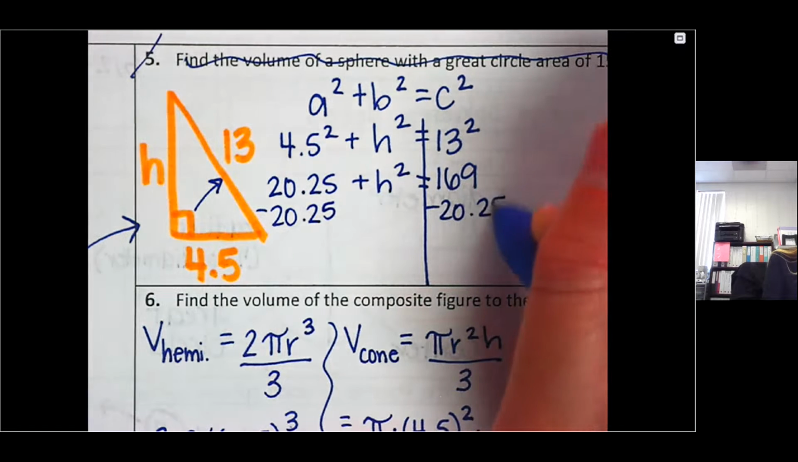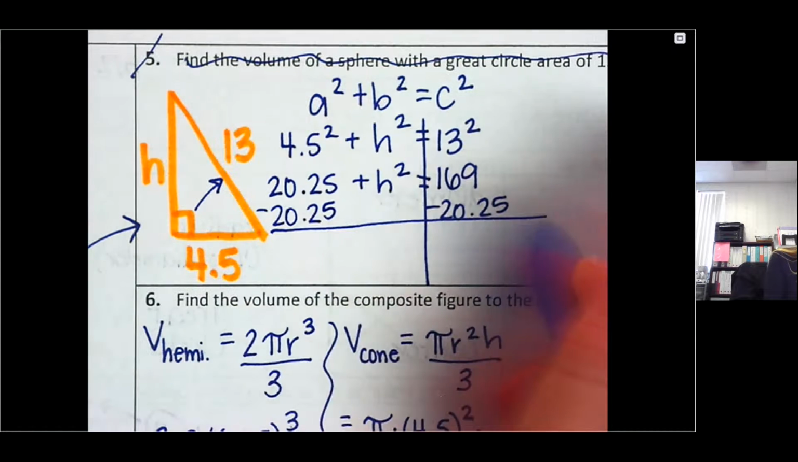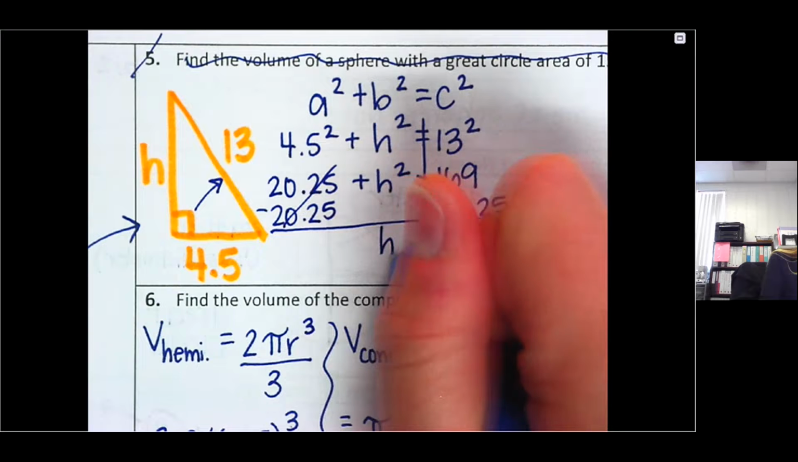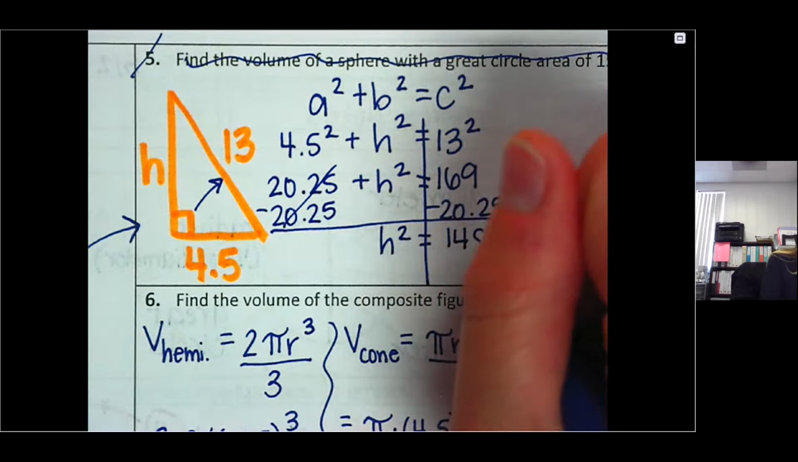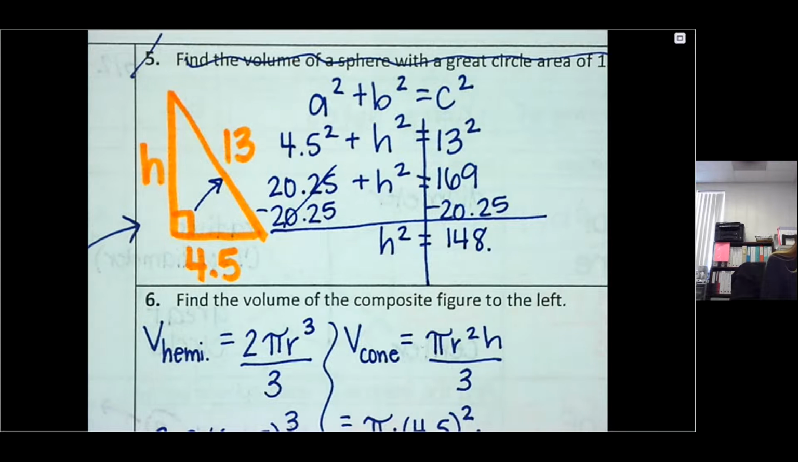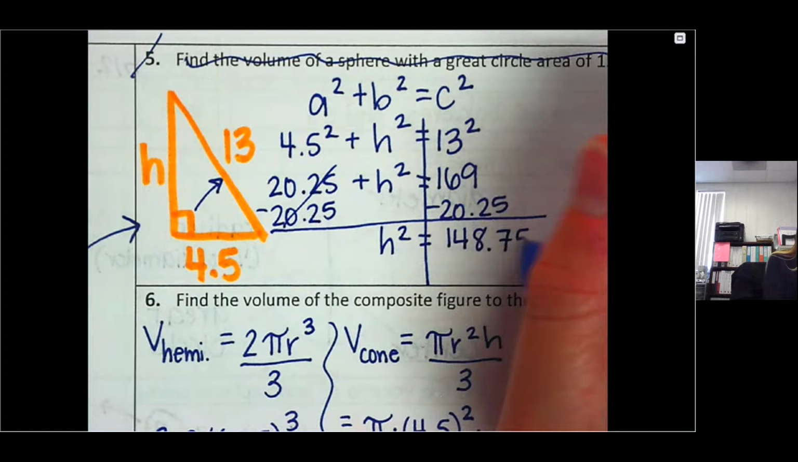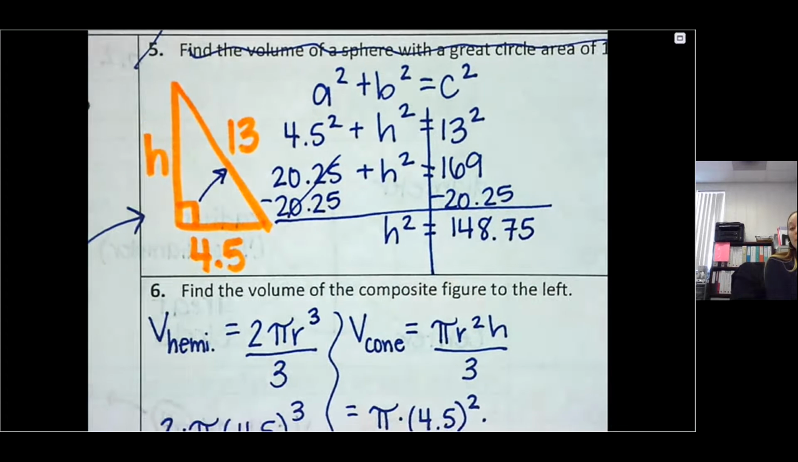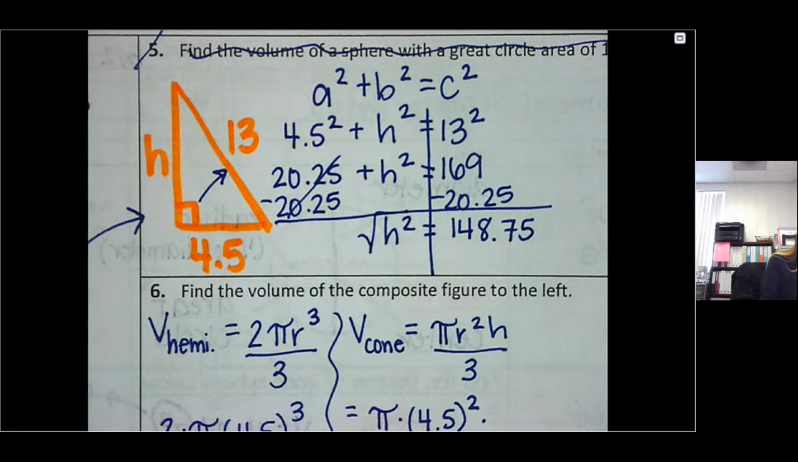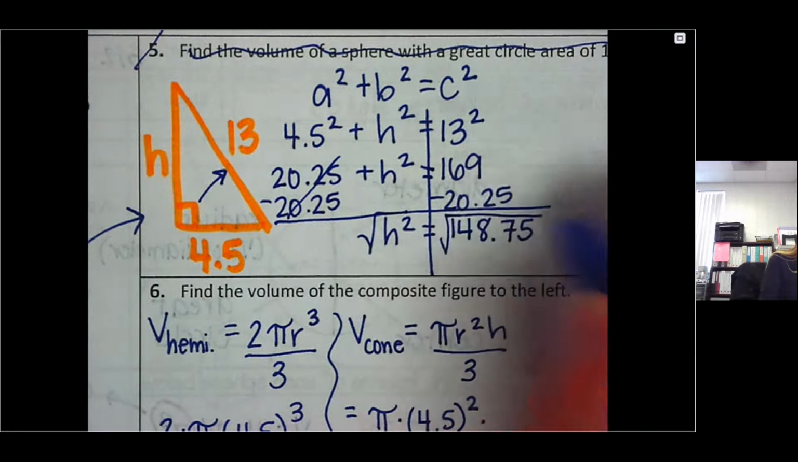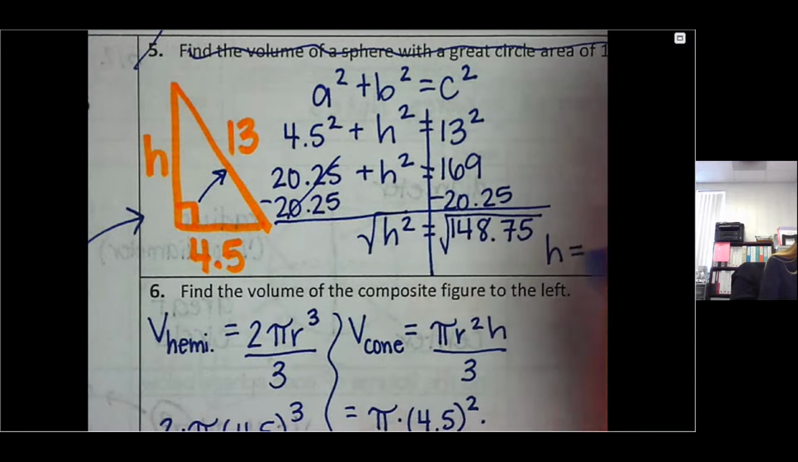And then we get 148.75. Okay, so H squared is 148.75. Square root. The last step is square root. Now you square root. Square root is the shift and x squared button, and our height would be 12.2.